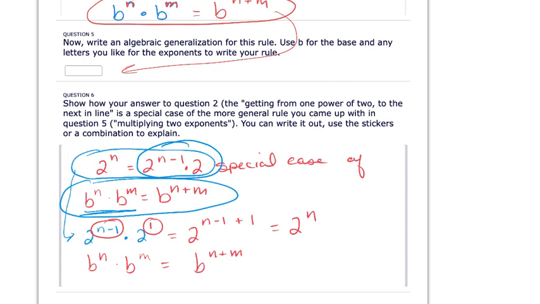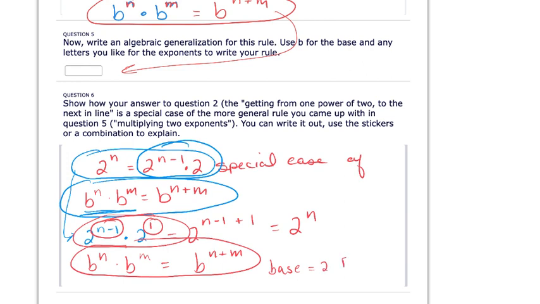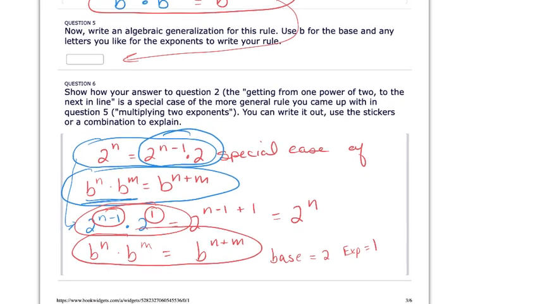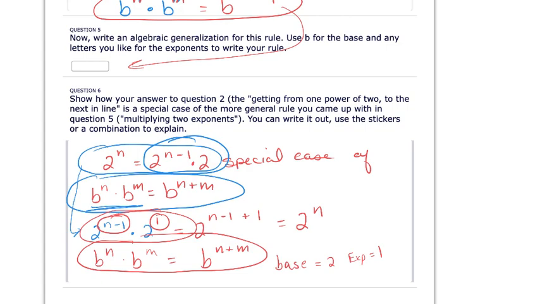And so this rule right here that we came up with in question 2 is the same rule as this, except the base is 2, and one of the exponents is just a 1, so it doesn't show up. So it's the same rule, just a specific case.